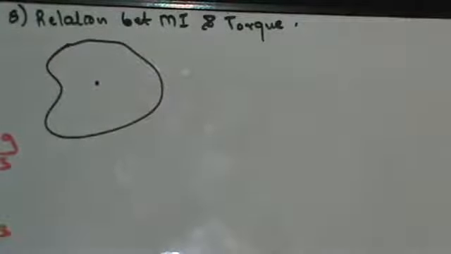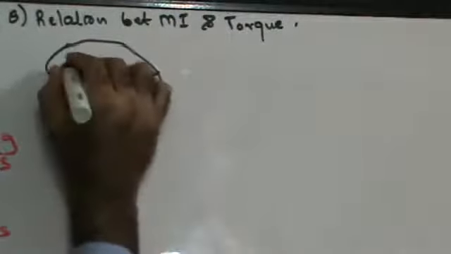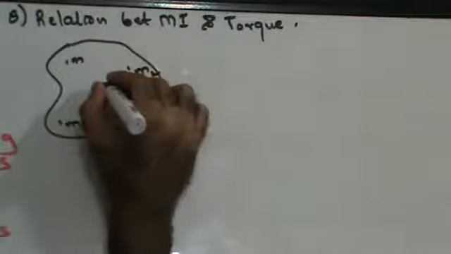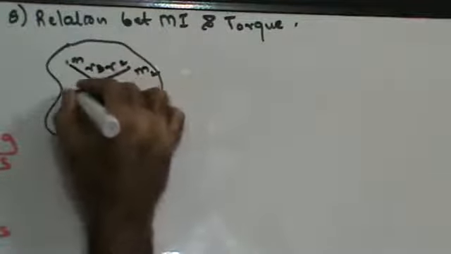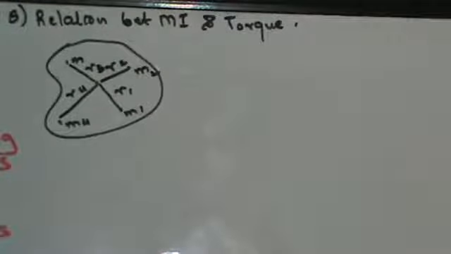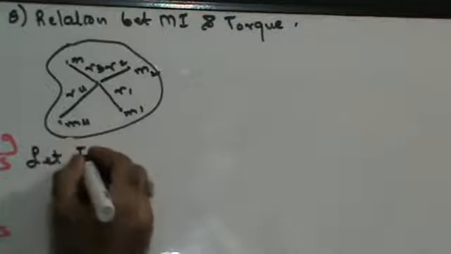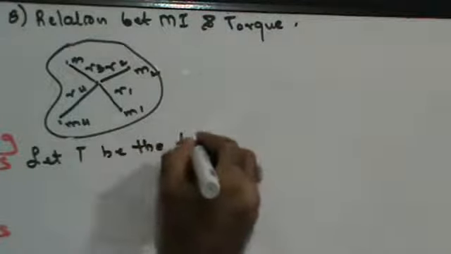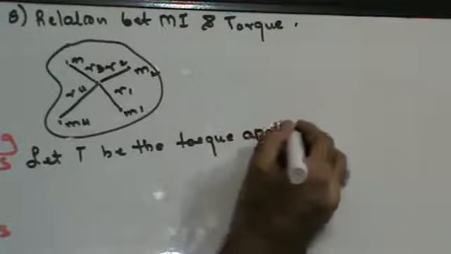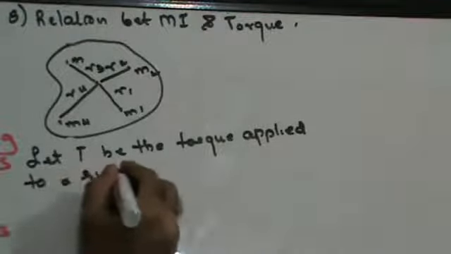Right? Now, let's consider a rigid body. Let's assume it has an axis of rotation. Let M1, M2, M3, M4 be at a distance of R1, R2, R3 and R4 from the axis of rotation, right? Now let's assume let T be the torque applied to a rigid body.